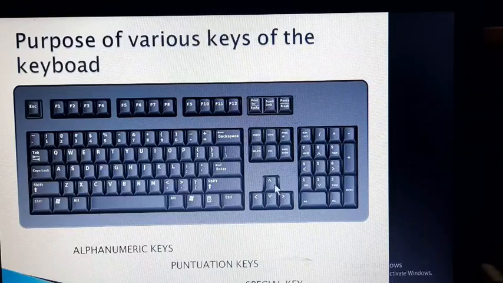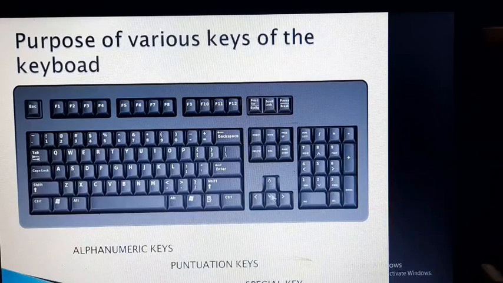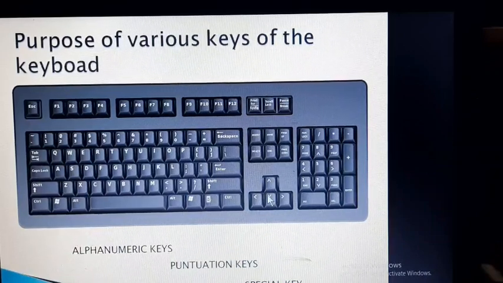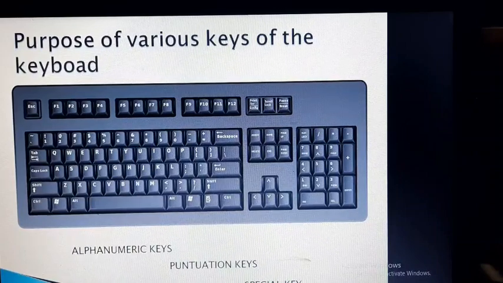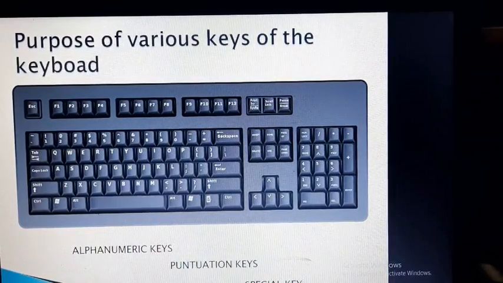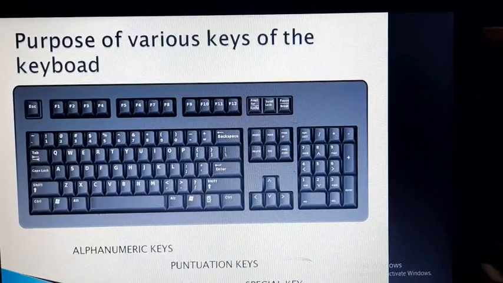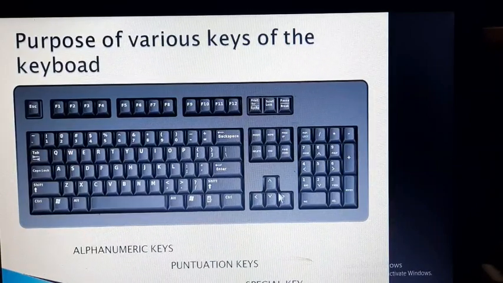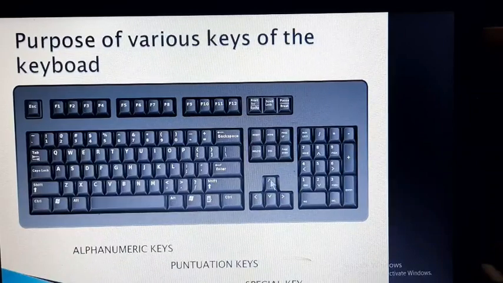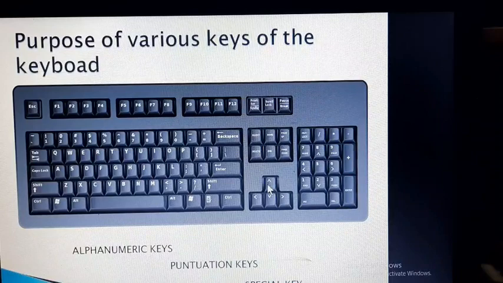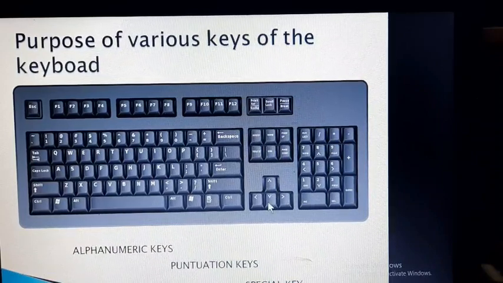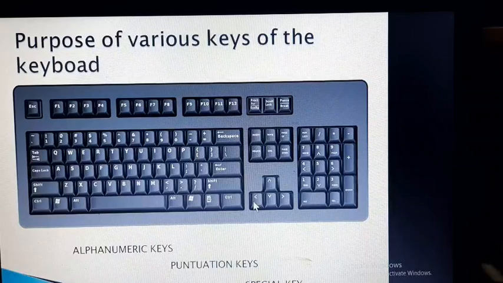Here there are 4 arrow keys. The function of these arrow keys are to move the cursor one line up, one line down, one character left or one character right. Generally it is used to move the cursor, the up key, down key, left key and right key. The up key is used to move one line up, down key, one line down, left key, one character left and right key, one character right.